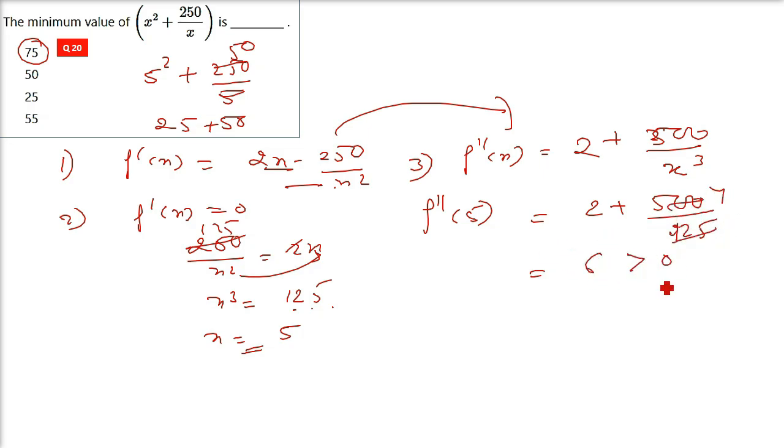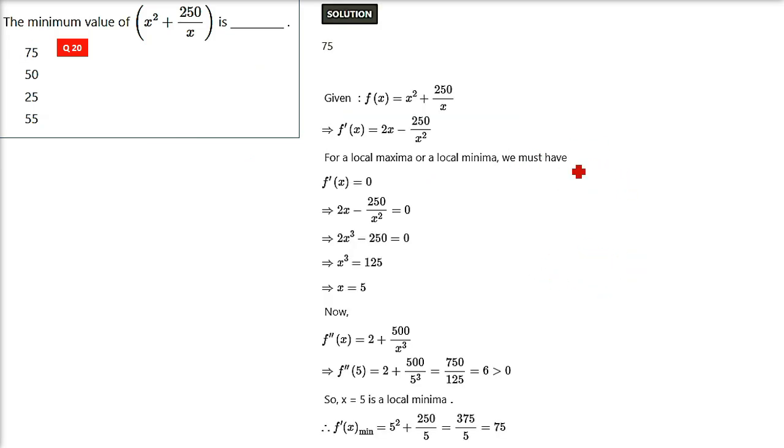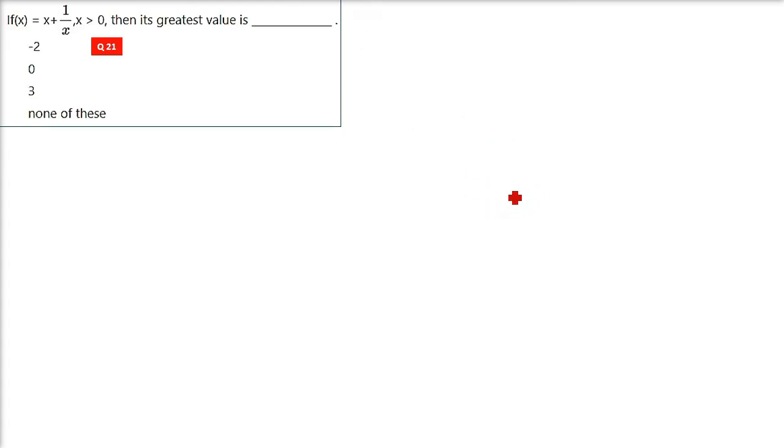So 6 is greater than 0. So this is positive. Positive is indicating the minimum value, and that is what we were expecting. It is just that it is the MCQ question. That is why we have done the f double dash x. Otherwise you can just tick 75 and go ahead, because MCQ should not give more time.